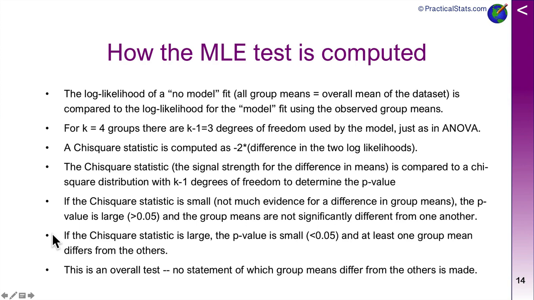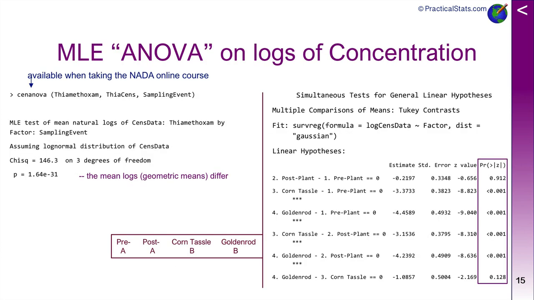All right, so this is an overall test. It doesn't tell you which group means differ from the others. It just tells you that there is a difference, that they're not all the same. And this is exactly analogous to analysis of variance, which is also that type of test, an overall test. So here is an MLE, and in quotes, ANOVA. It's not really an analysis of variance, but it's the same idea in terms of the purpose and objectives.